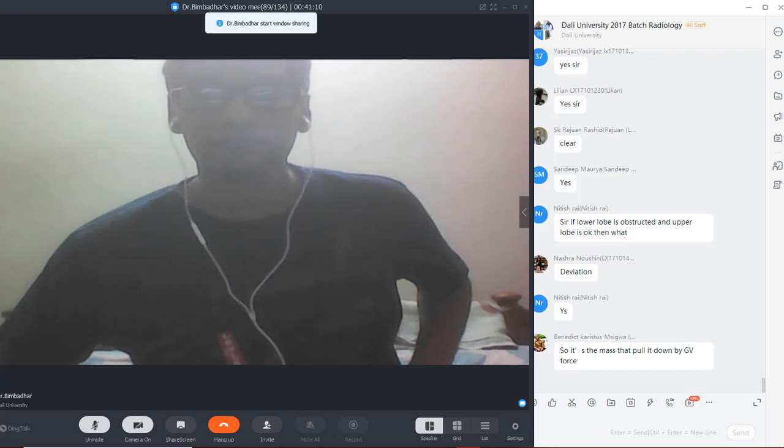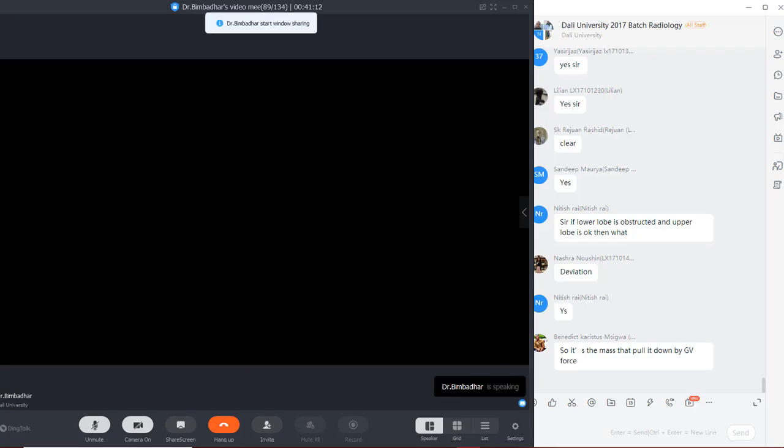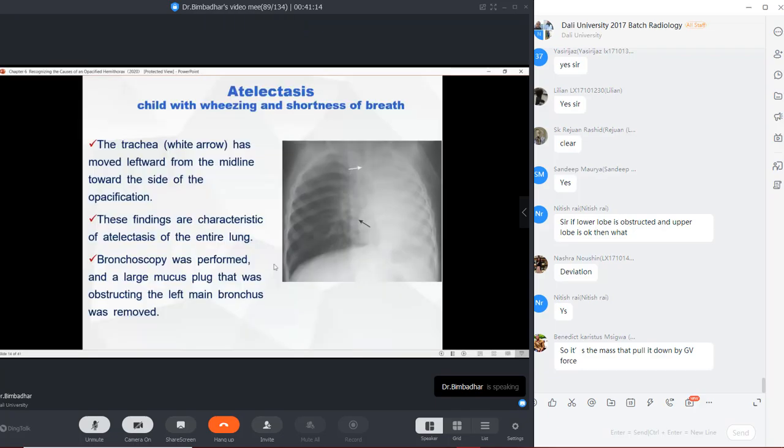Okay, you see here, compared to the opacity that is present on the lower side, eventually the upper lung also got obstructed. By this, I came to understand that the left main bronchus has been obstructed. The whole opacity is present down, which means the obstruction is present in the left main bronchus.